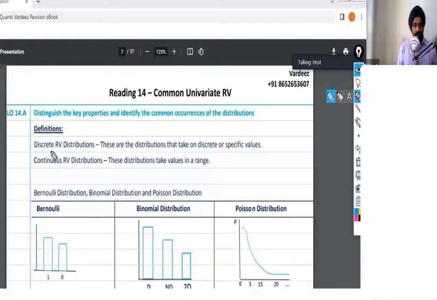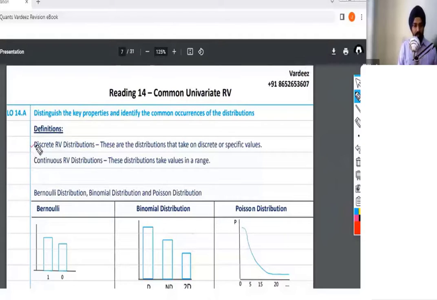All right, so let's look at the first learning objective. Distinguish the key properties and identify the common occurrences of the distributions. Now, there are a lot of distributions, but for the purposes of this particular chapter, we're just going to be looking at 9 or 10. Okay, let's look at the definition.